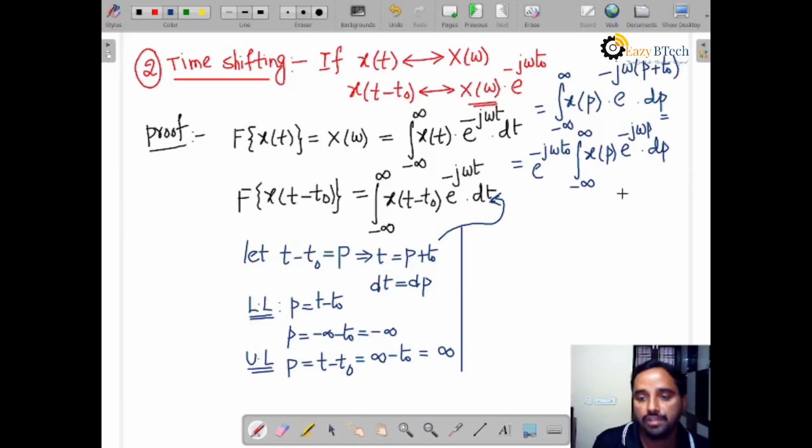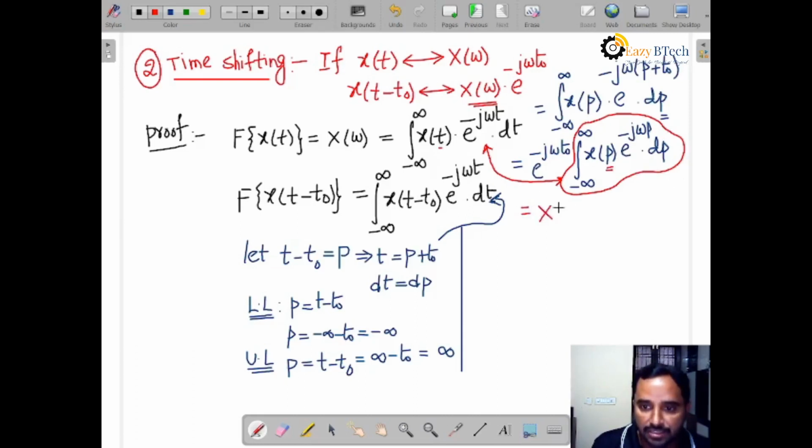This is what we have. And if you observe this integral clearly, the integral is like the Fourier transform formula in the same manner, right or not? Just observe the Fourier transform formula and this integral. In the place of t we have p, everything is the same. So the integral is taken as the Fourier transform formula, X of omega into the exponential e power minus j omega t naught, as usual.